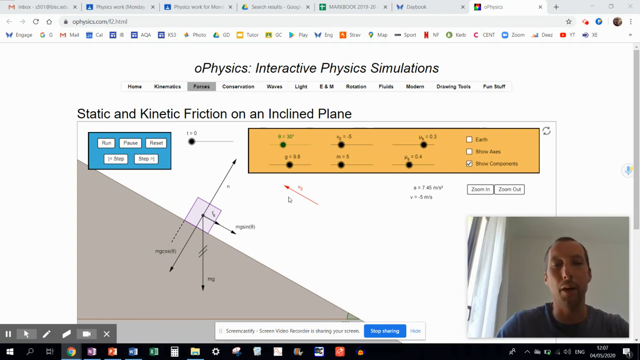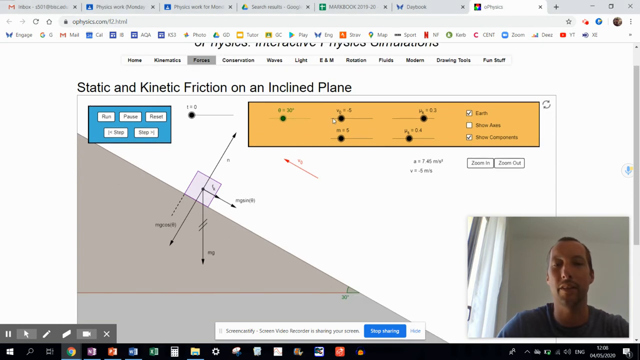I think this is quite good for helping to understand what goes on when you put an object on a slope. Now, when I go on this, I'm just going to make this a bit simple. I'm going to make it on the Earth to get rid of one of these things. I'm going to make the starting velocity 0, just to keep things nice and simple.